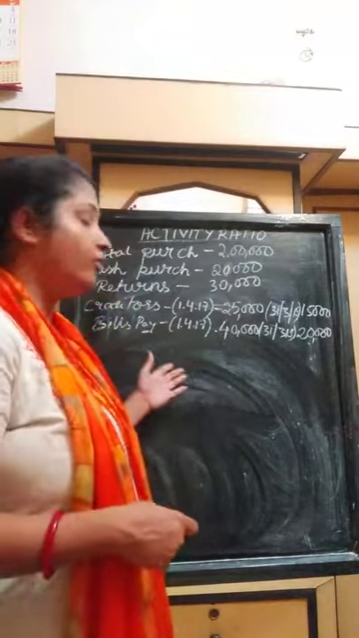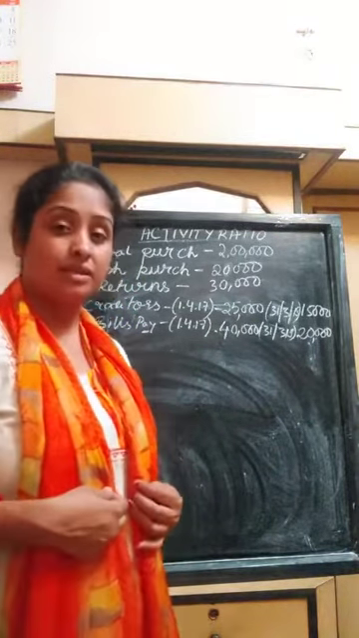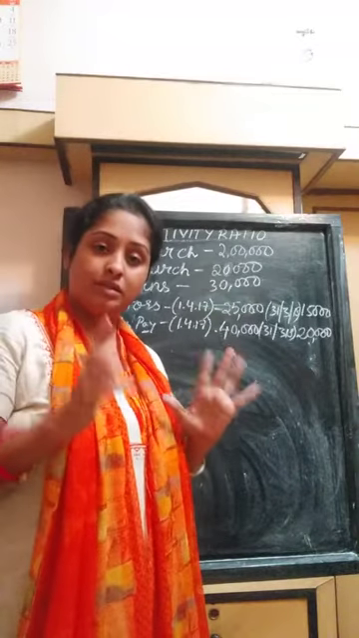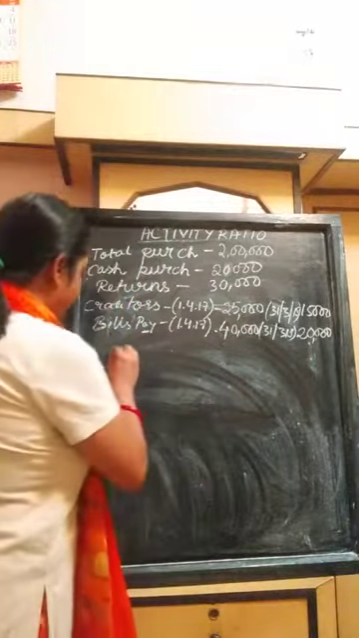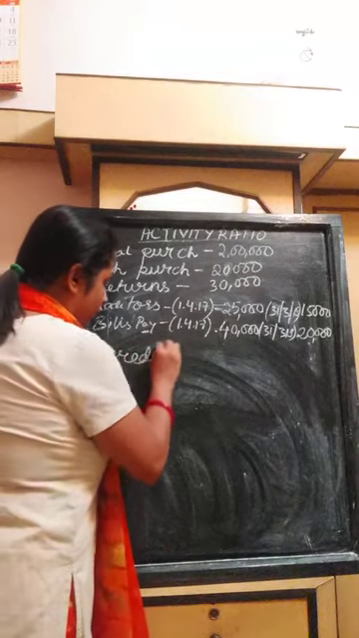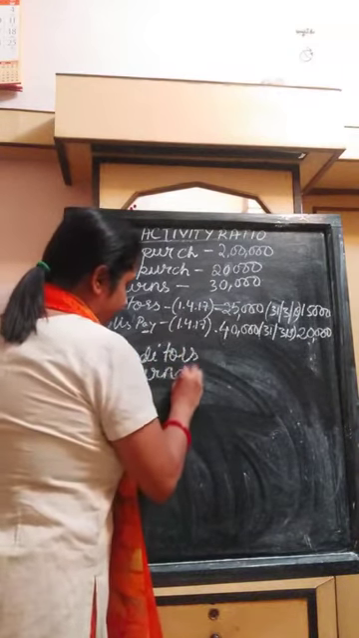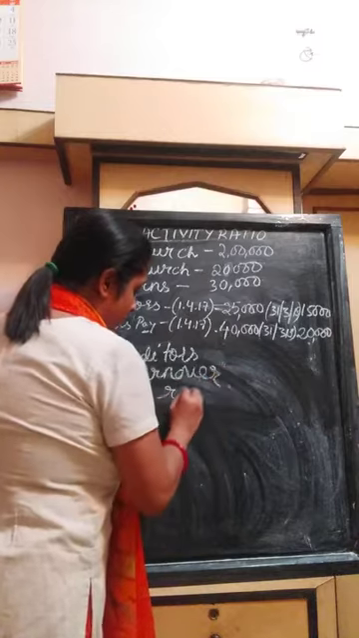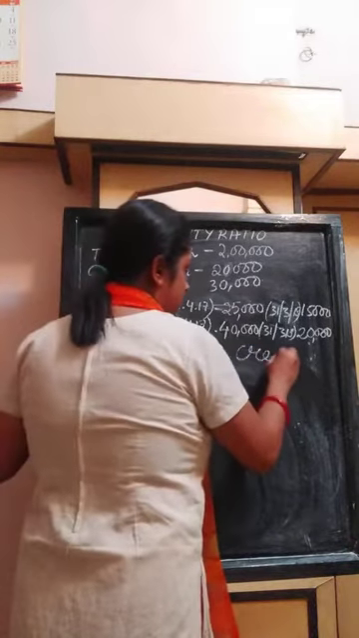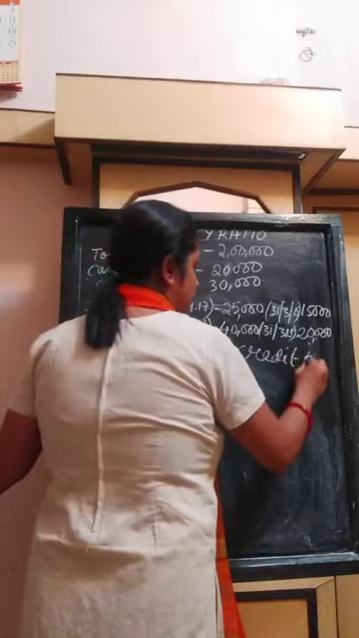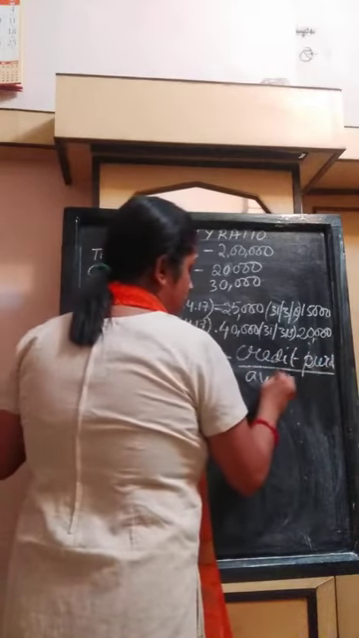Now the formula of creditors turnover ratio is the same type as the previous debtors turnover ratio. That is, the formula is creditors turnover ratio is equal to credit purchase, total credit purchase, by average creditors.